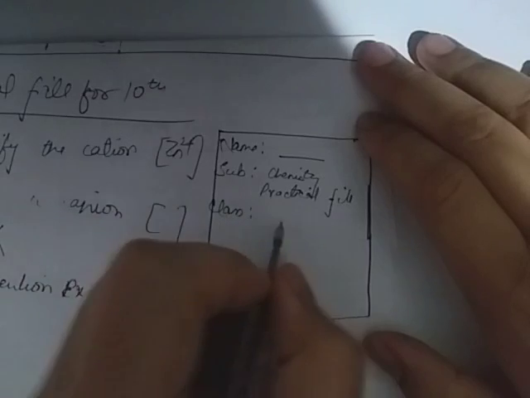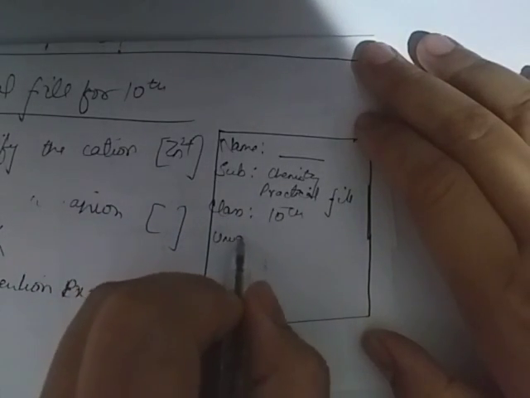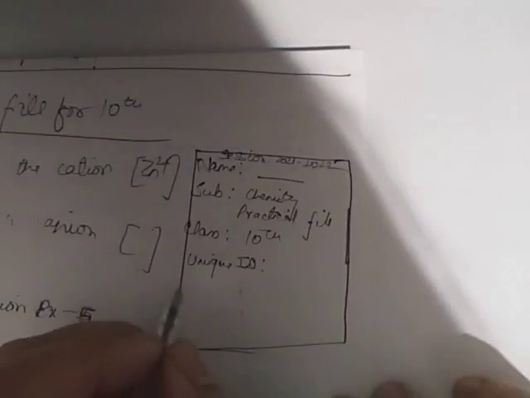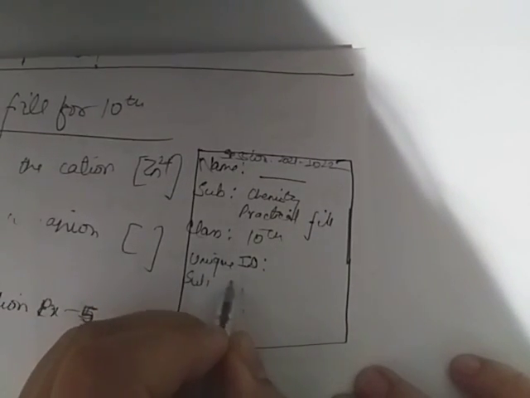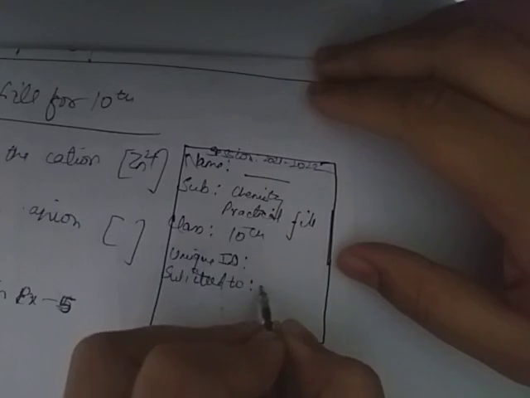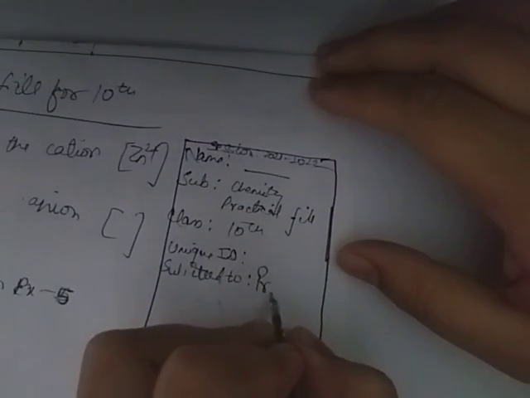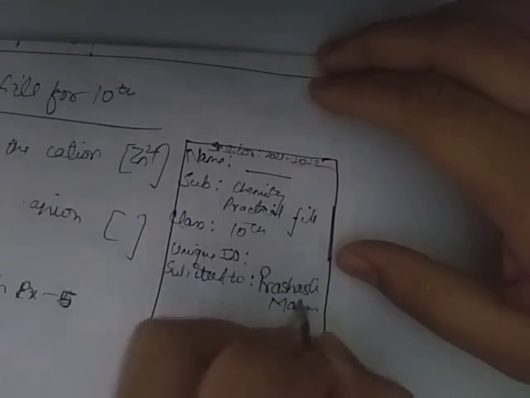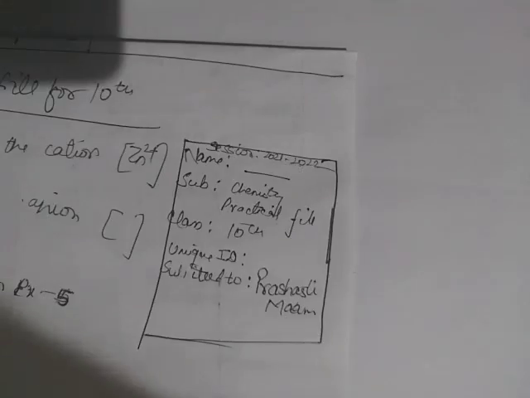Next, class. Class is your 10th. Unique ID, don't forget to write this unique ID. Then at the top of this chit you need to write your session. So the session is 2021 to 2022. This is your session, and at the bottom you will write submitted to. I'll tell you the spelling of my name because most of the students write it incorrectly. It is Prashasti, Prashasti ma'am. This is the spelling of my name.